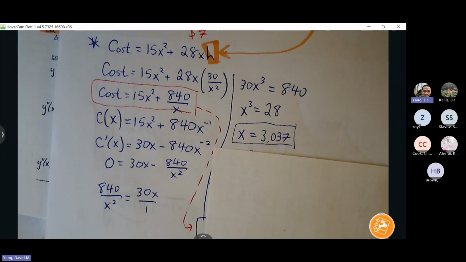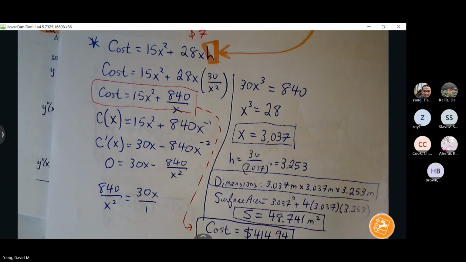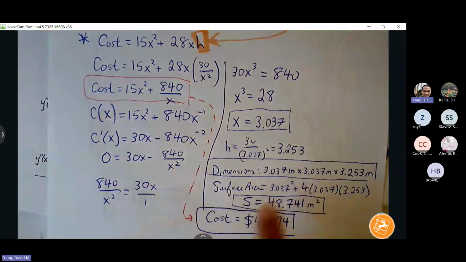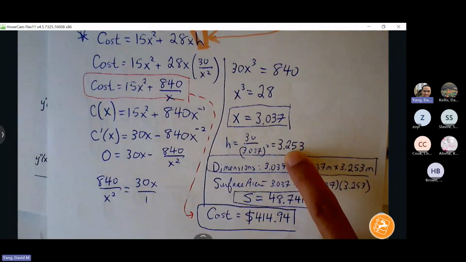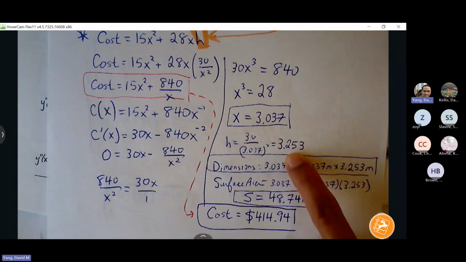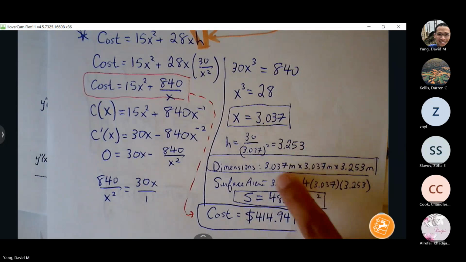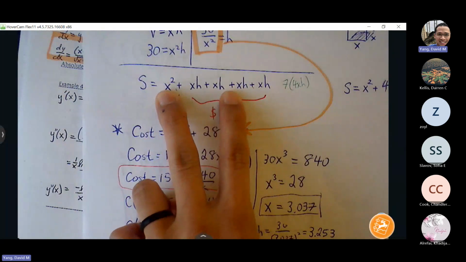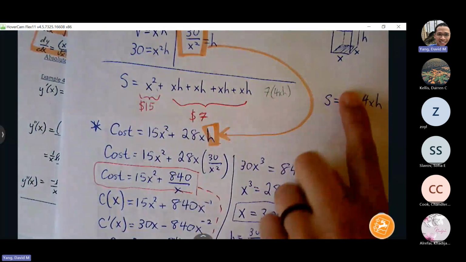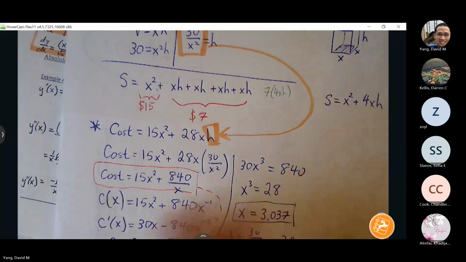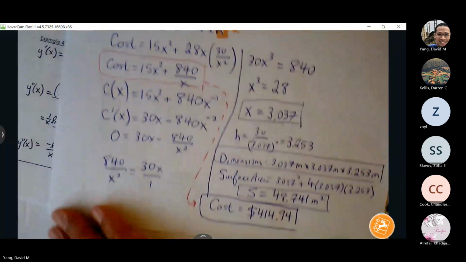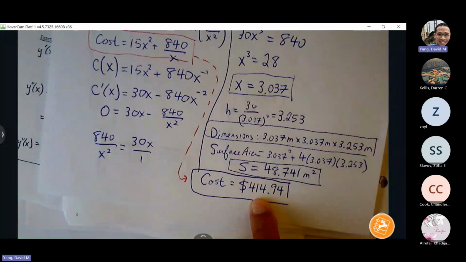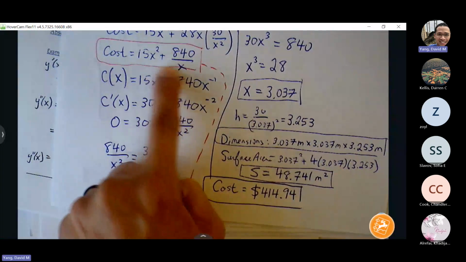The problem says find the cost, the surface area, and the dimensions of the cheapest container. So dimensions means I need x and h. I already have x, so just find the h equation to plug into. Surface area is the equation right before you built in the cost. So your surface area is x squared plus 4xh. And then your cost, you can just find the cost equation to plug into.